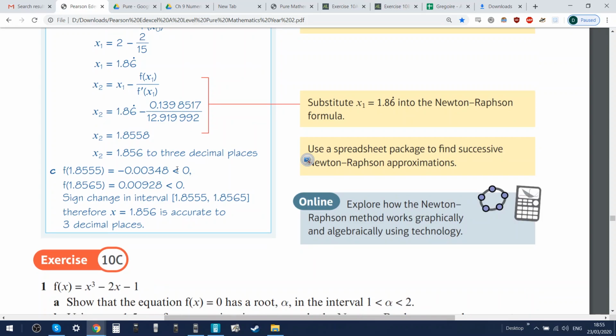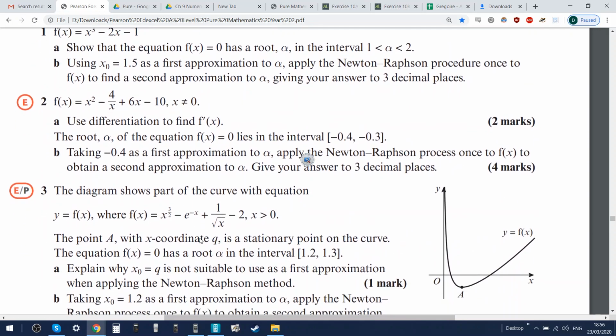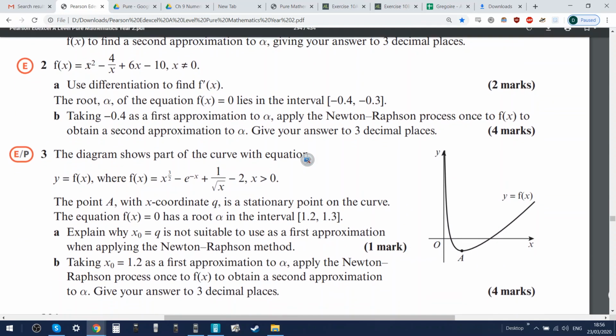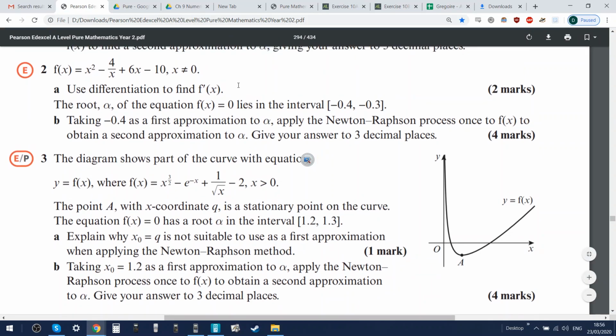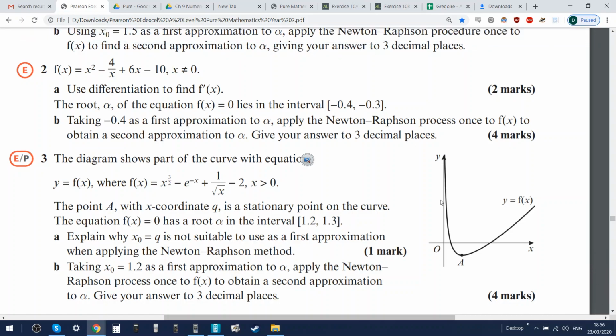A very small number that's less than 0, and a very small number that's greater than 0, that should say greater than 0, that's a misprint. Sign change in the interval, therefore x is accurate to 3 decimal places. Exam questions. Use differentiation to find f dash of x, and the root lies in that interval. Apply the Newton-Raphson method. You think you'd be okay with that?